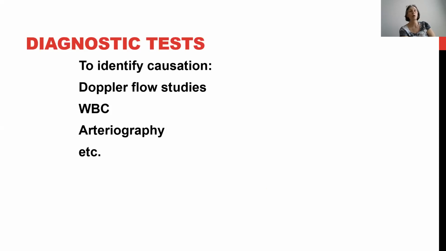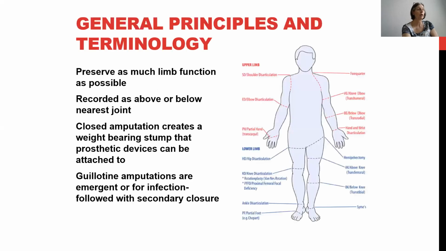And I think you could probably identify. We're going to do x-rays. We're going to do Doppler flow studies, which are going to use sound waves to measure arterial and venous movement in the extremities. We're going to measure white counts, looking for infection. We can do arteriography to check how good the arterial perfusion to the extremity is. So there's lots of diagnostic tests we're going to be doing.